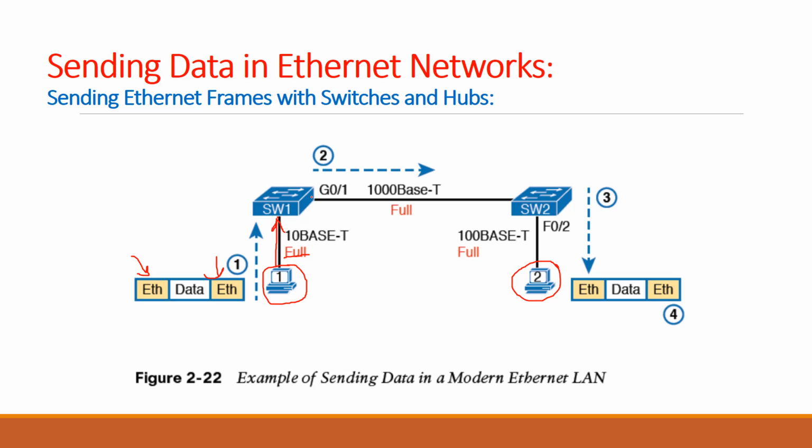So switch 1 will decide that it should forward the frame out of interface Gig 0/1 and send it to switch 2, because it checked the destination MAC address inside the Ethernet header. Now switch 2 will do the same and check the destination MAC address and decide that the destination MAC address is connected on port Fast 0/2, and it will send the frame out of this port, this time to PC2.